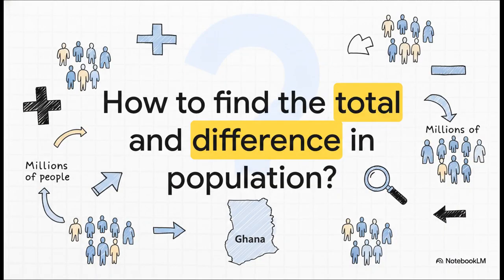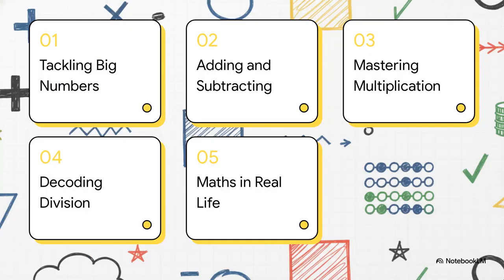Okay, take a look at this. These are real numbers for the populations in Ghana's Greater Accra and Ashanti regions. We're talking millions of people. How would you even start to figure this out? It looks super complicated, right? But stick with me, because I promise, by the end of our time together, you'll know exactly how to solve this. No problem.